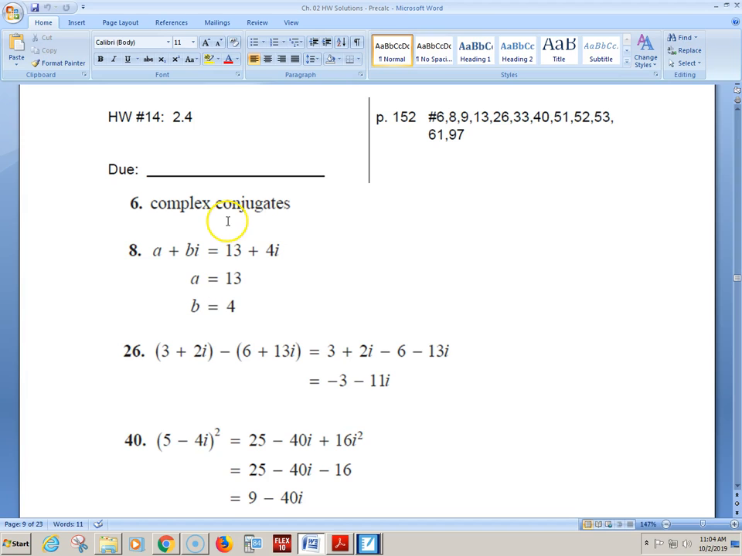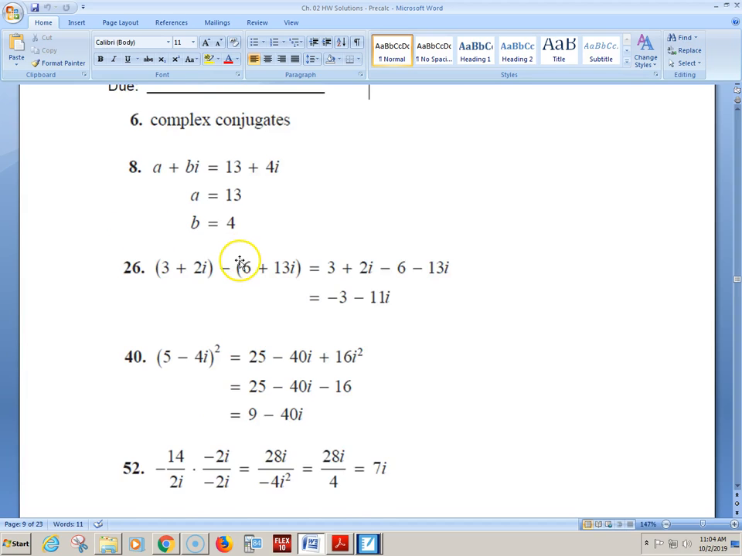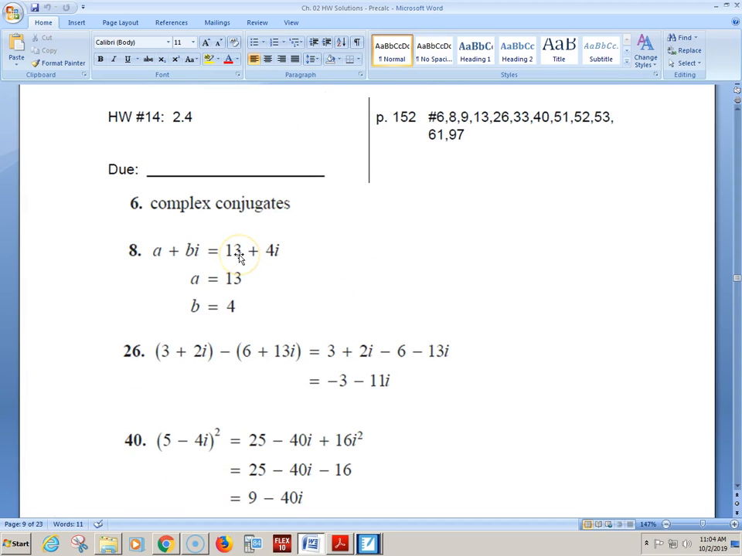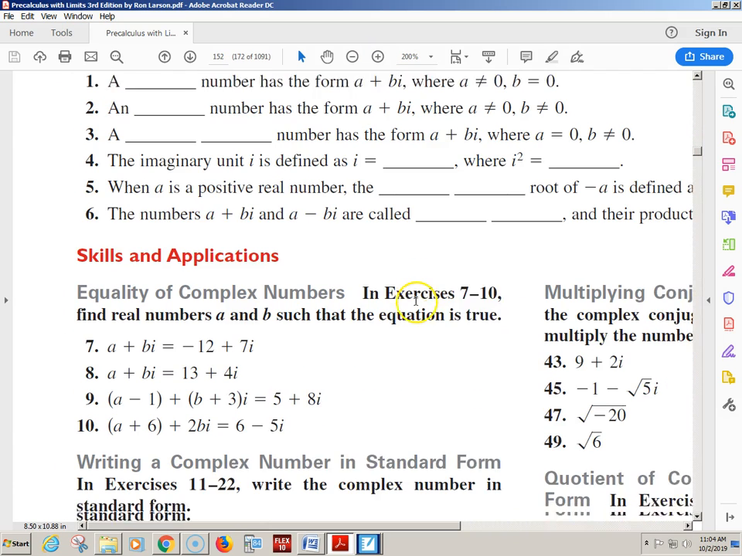Number 8 should have just been A is 13 and B is 4. That one was nice. Did you guys have an odd that was a little bit harder? Was number 9 a little bit harder? Yeah. Number 9 was big brain. It was great though. Did you guys figure it out?